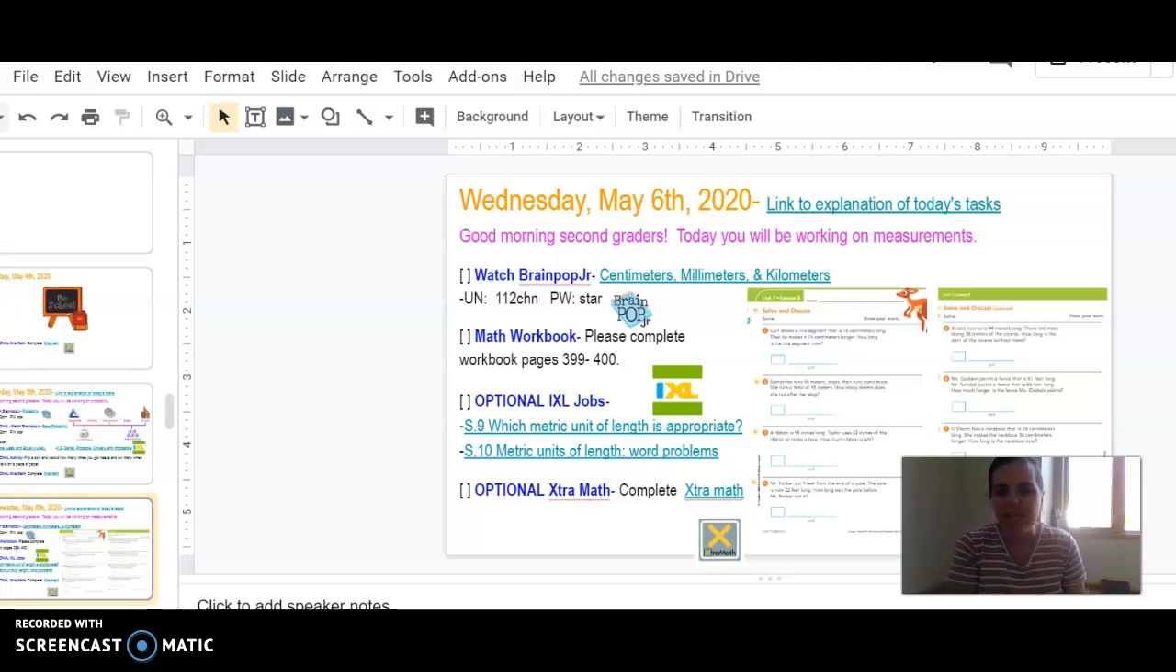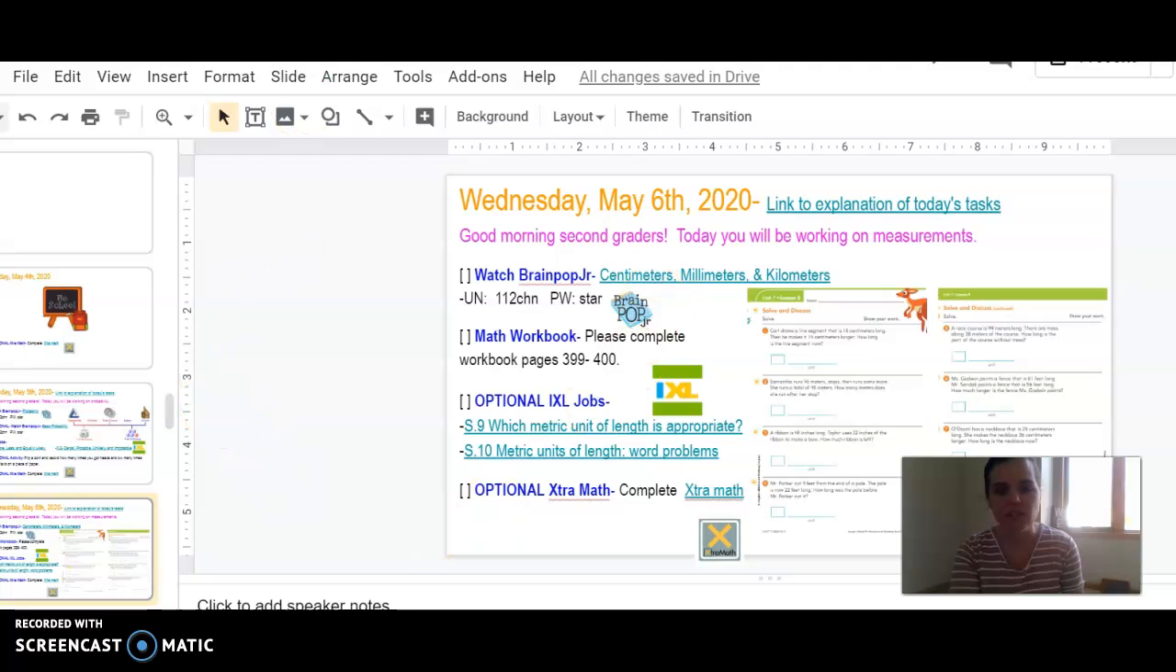Today is Wednesday, May 6, 2020, and today we will be using Math Mountains to work on measurement story problems. The first thing I want you to do is watch Brain Pop Jr. on centimeters, millimeters, and kilometers. Go ahead and hit pause until you watch that, and then come back and I will walk you through your math workbook pages 399 to 400. So hit pause.